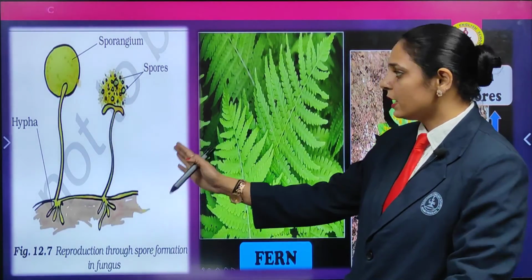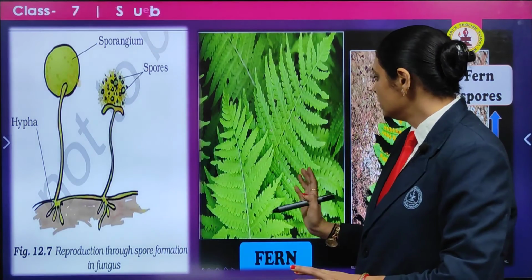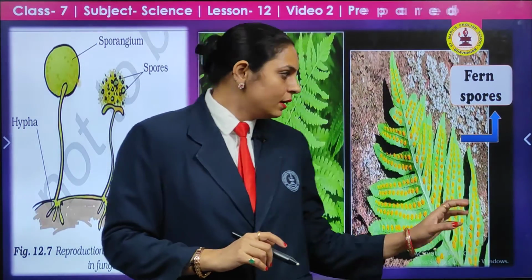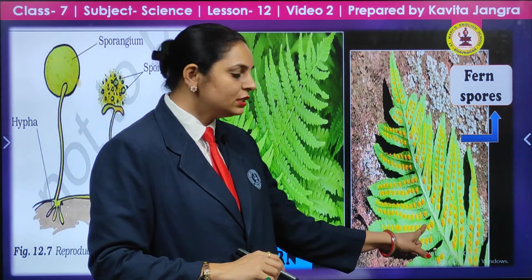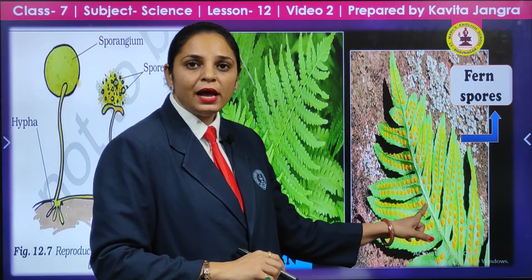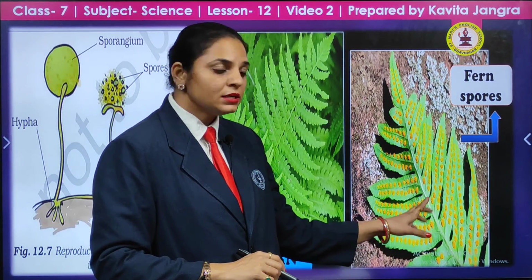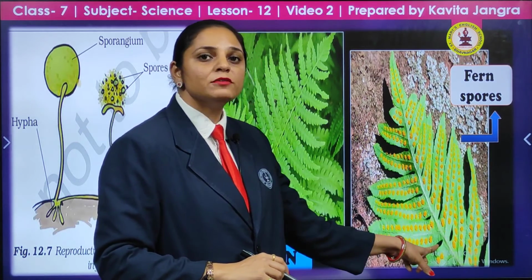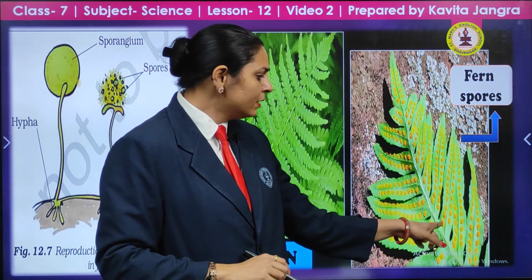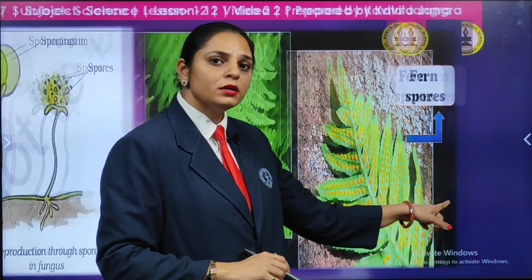You can see, this is the diagram, very important, you should know. These are the ferns, and at the lower end of the leaf you can see small yellow patches. These are actually the fern spores. Such leaves are known as fronds, and they bear these small round yellow patches, known as sori.